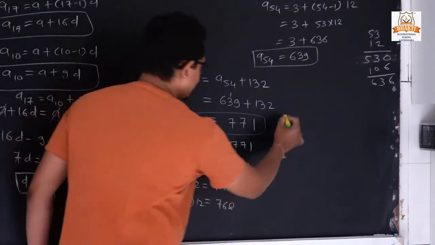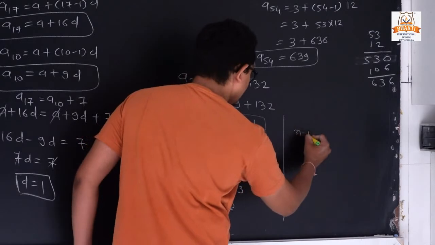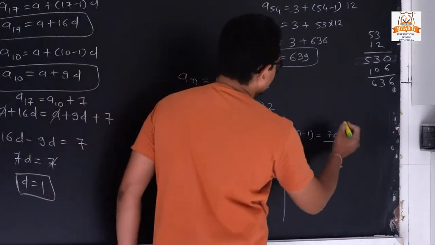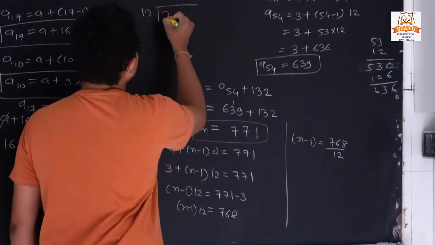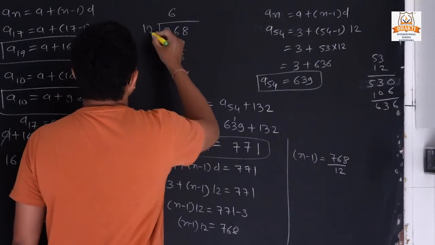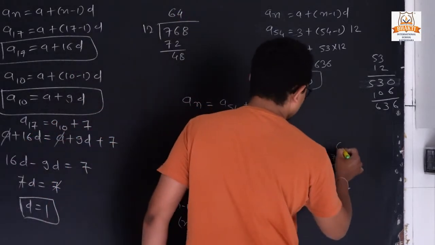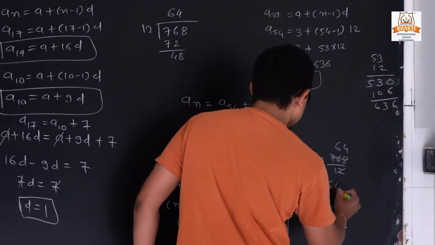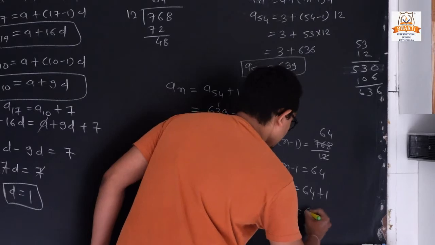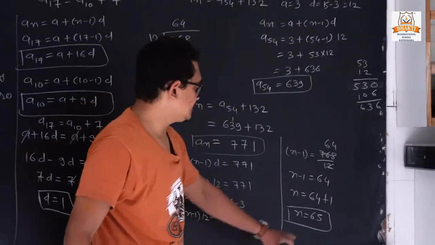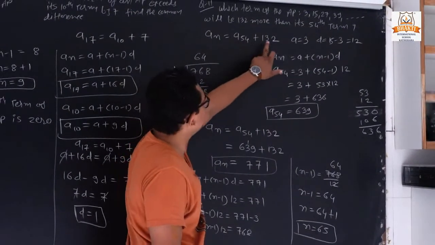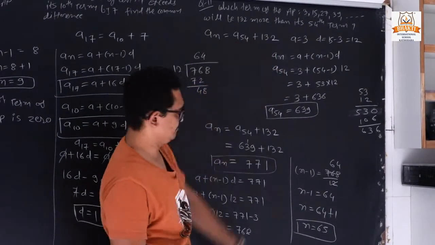Now this 12 is going to the second side, so n minus 1 is equal to 768 divided by 12. So here we can perform the division. 768 divided by 12, 12 sixes are 72, so it is 64. So n minus 1 is equal to 64. So n is equal to 64 and this minus 1 is going to the second side, so n is 65. It means the 65th term is 132 more than its 54th term.